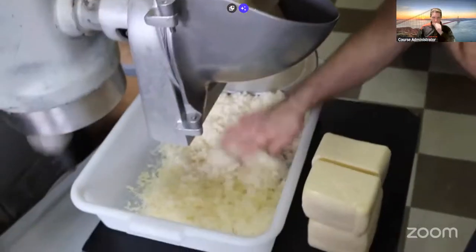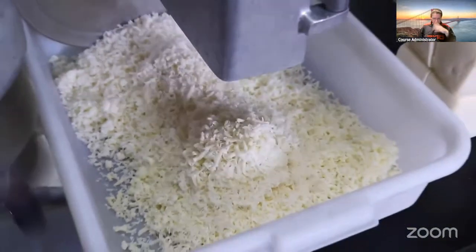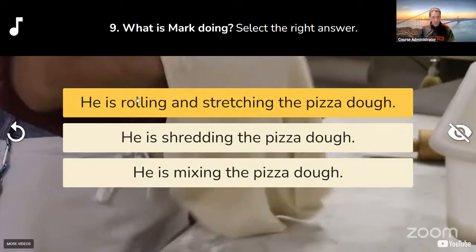Now that the dough has cooked, we're ready to make the pizza. Mark rolls the dough flat and stretches it out. Okay. So in this picture, I guess the name of the chef is Mark. So the question is, what is Mark doing? Okay. So looking at the picture, he's rolling and stretching the pizza dough.